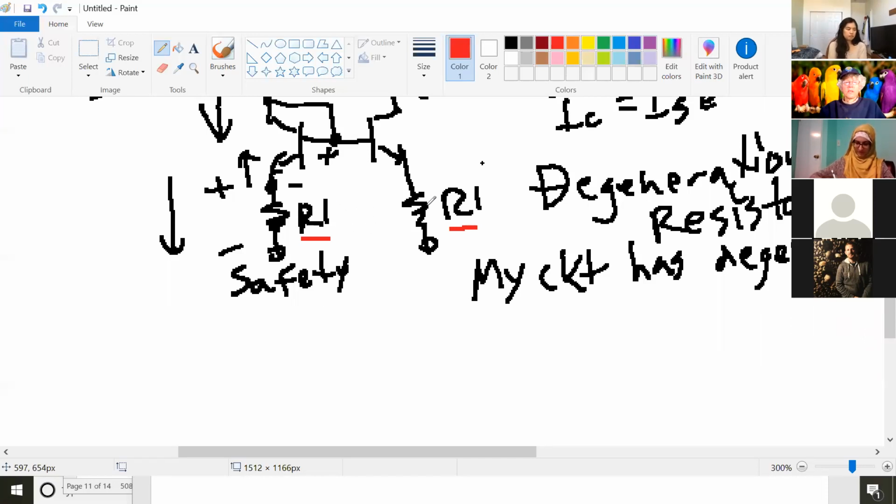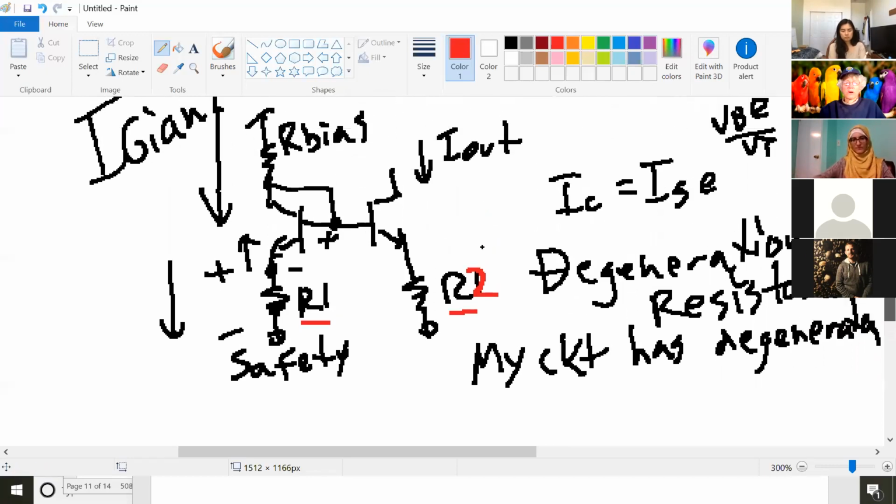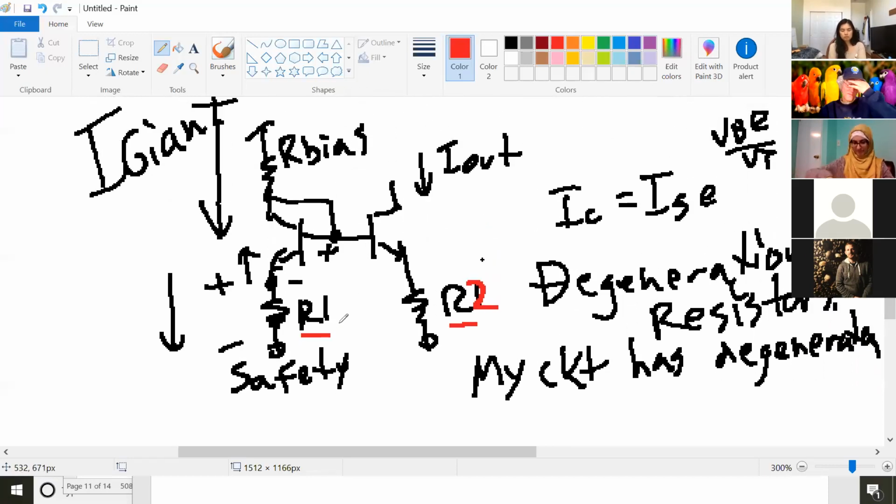So let me do this. I named them the same thing, but I'm gonna change that to R2 for the next discussion. And if you make R1 and R2, another advantage of using degeneration resistors is you can get the current through this side to equal a different current than this side.